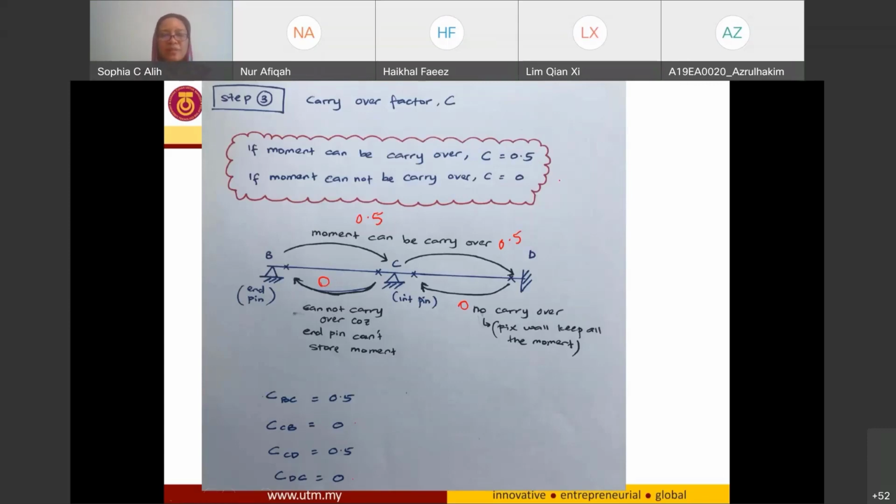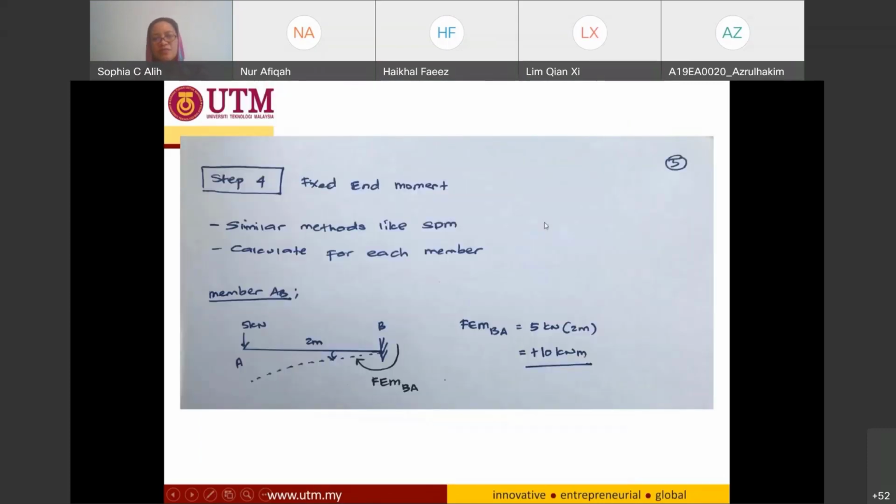Now this is the third step. You can see that it is very straightforward. Either it is 0.5 or 0. And the fourth step is the fixed end moment. Fixed end moment is the one that you have already learned from your previous method, the slope deflection method. So it's going to be a similar method, and you have to calculate for each member.